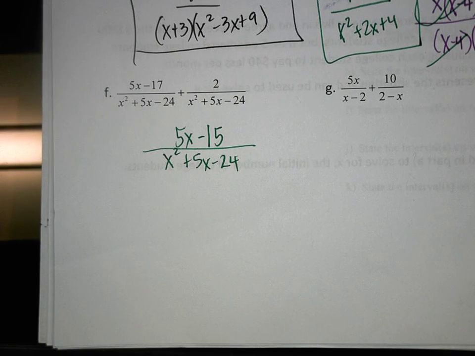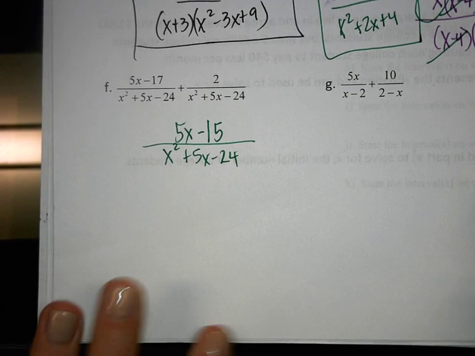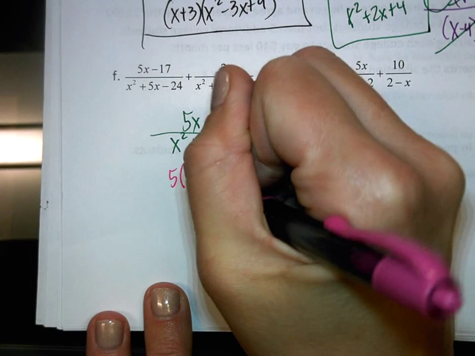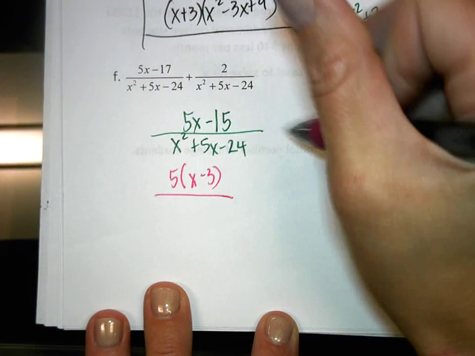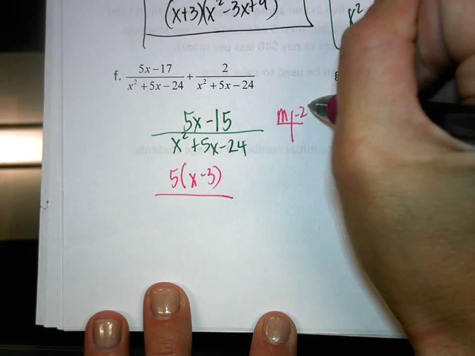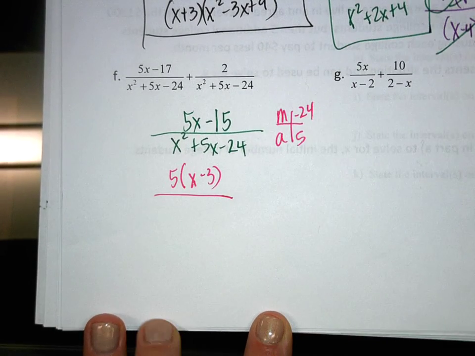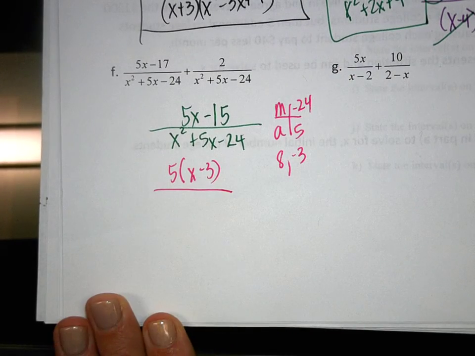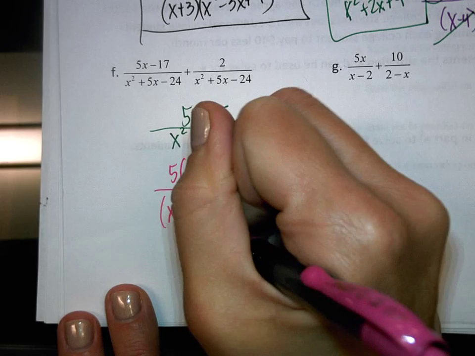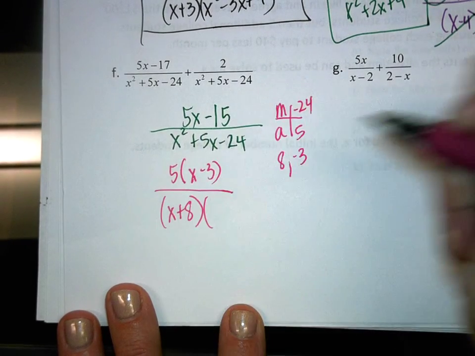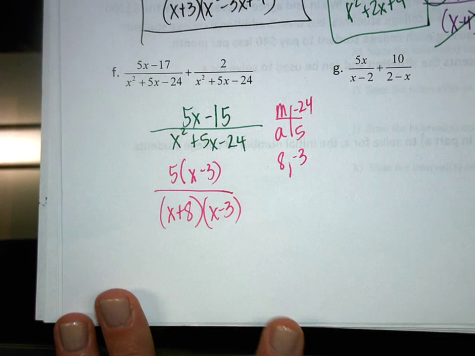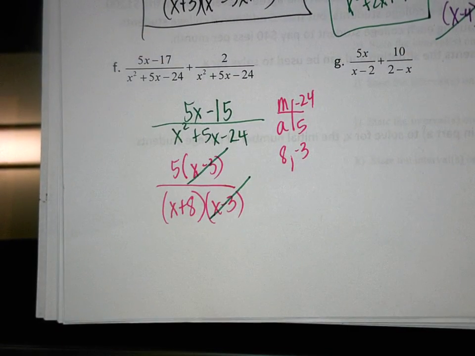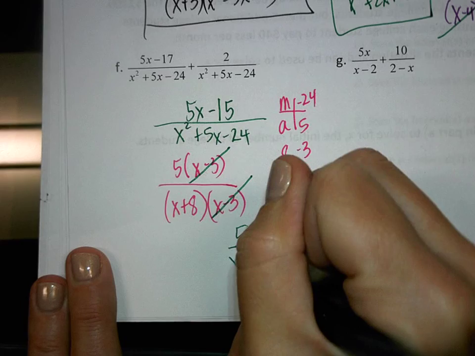Can I factor anything here? Yes, there's a GCF on the top, which is 5, and I'm left with x minus 3. The denominator, we are looking for something that multiplies to be negative 24 and adds to be 5. Good job. 8 and negative 3. Can I use my shortcut? How come I can use it? Good. The coefficient is 1. Can anything reduce? X minus 3s. So my final answer is good.